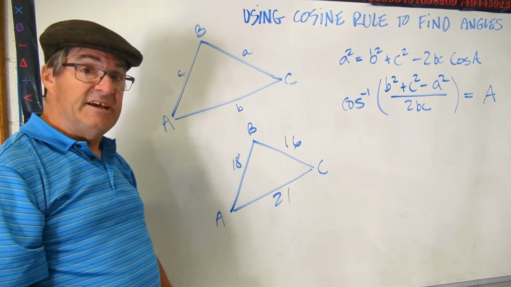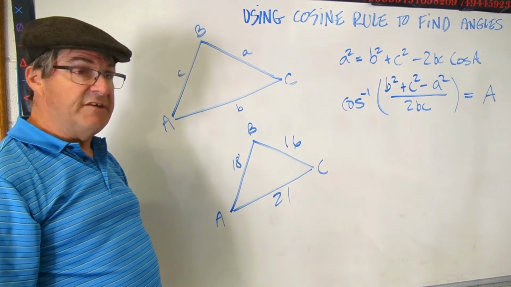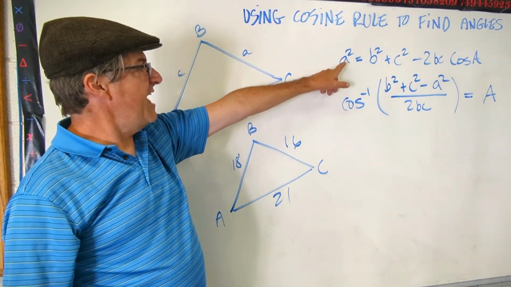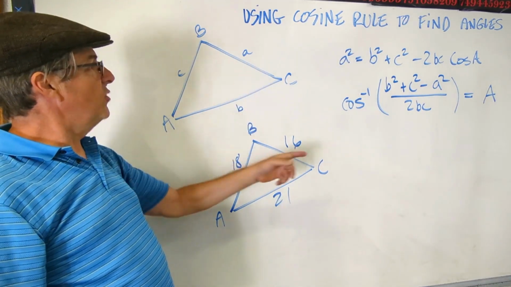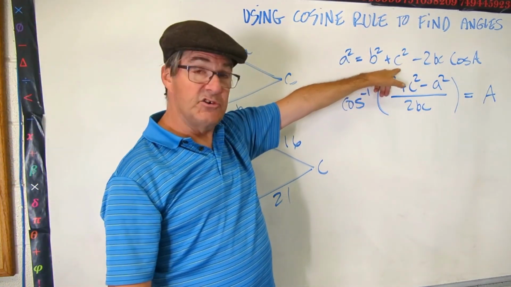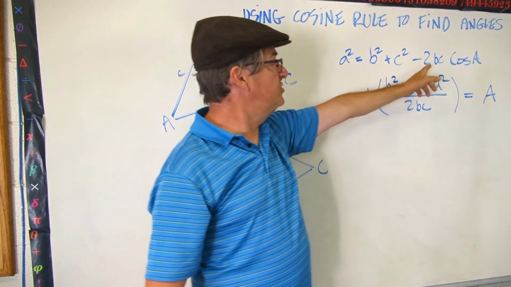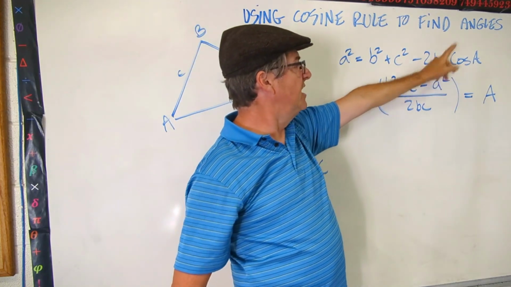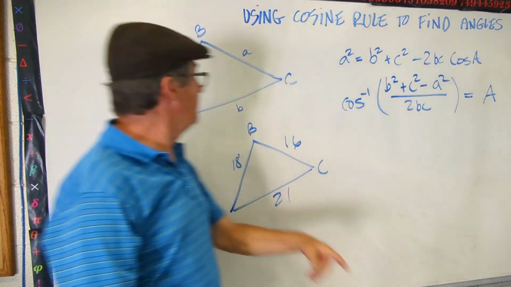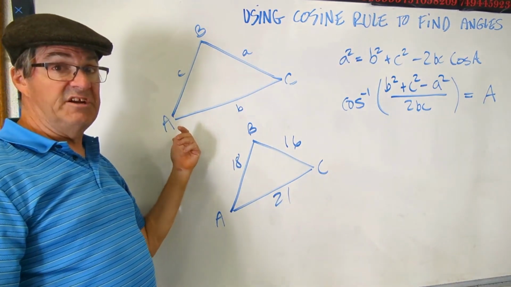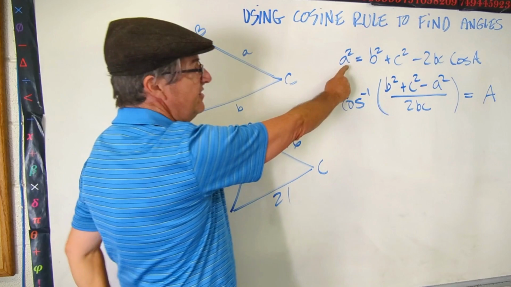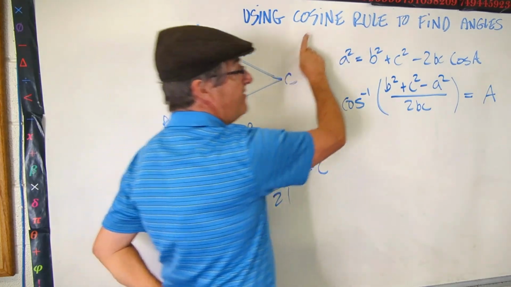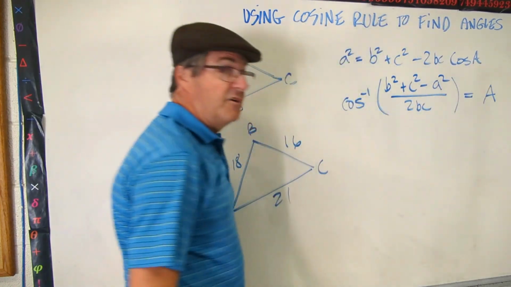Okay, so to review, the cosine rule says that a squared, which would be the length of that side squared, is going to be the squares of the other two sides minus 2 times those other two sides times the cosine of angle A, which is back over here. One way to look at that helps make sense of it is that the little a is on one side and the big A is all the way over on the other side.